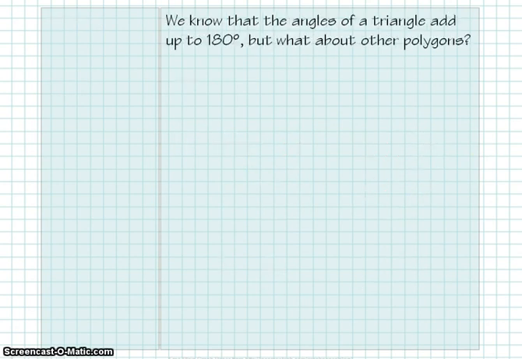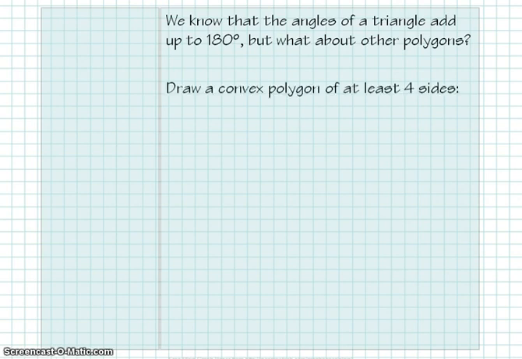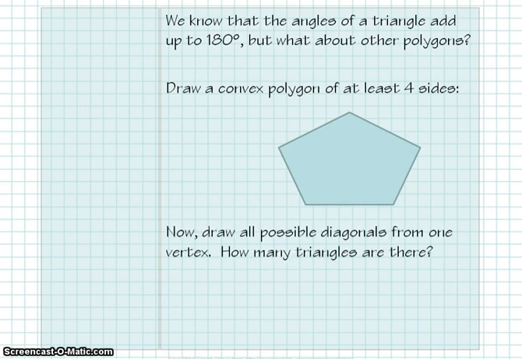Now, we all should remember the angles of a triangle add up to 180 degrees, and so we'll see what we can do about the other polygons. So let's say we have a convex polygon that has at least 4 sides. Here we've got a pentagon. I'm going to go ahead and draw all my possible diagonals from one vertex, and I want to see how many triangles I can make. Well, when I do that, notice here I've got 1, 2, 3 triangles.